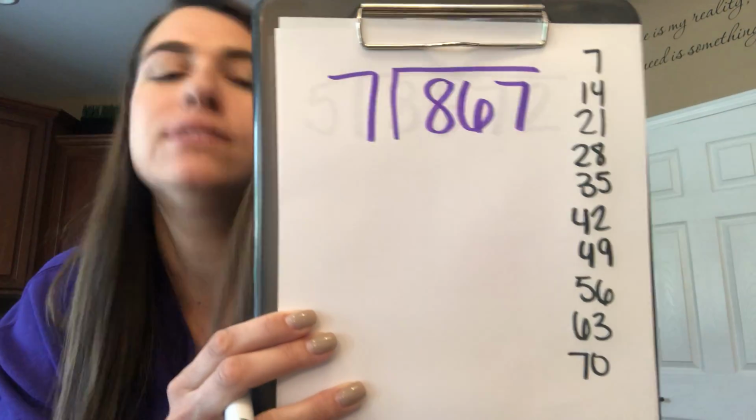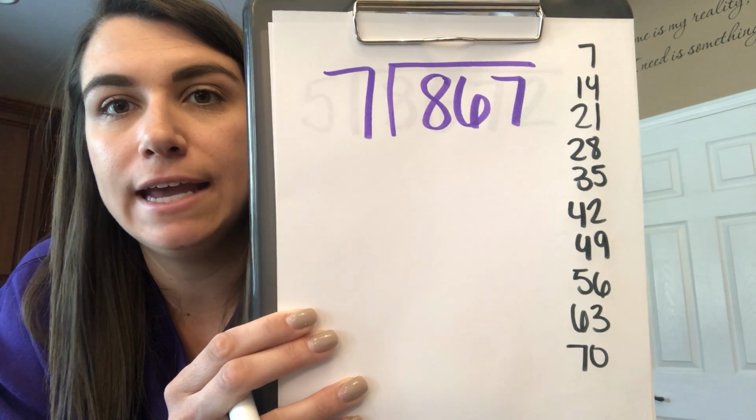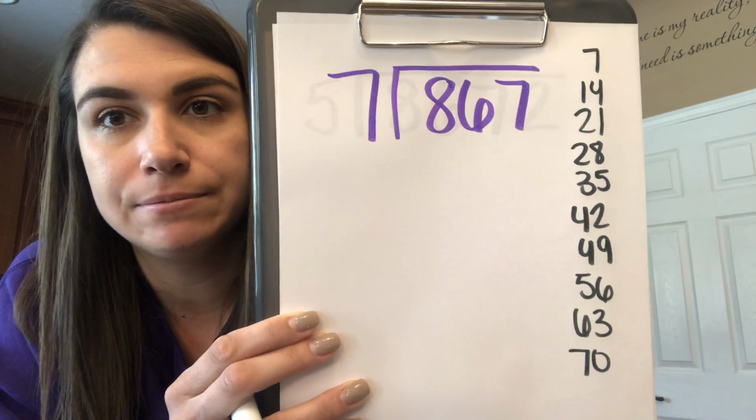The next one is everyone's favorite, the 7s. So we're going to skip count by 7s together before you pause the screen. So it's going to be 7, 14, 21, 28, 35, 42, 49, 56, 63, 70. So skip count on your paper and then go ahead and pause the screen and solve because it's 867 divided by 7.